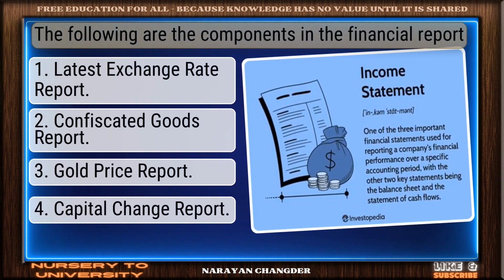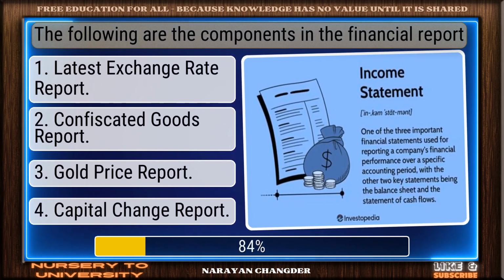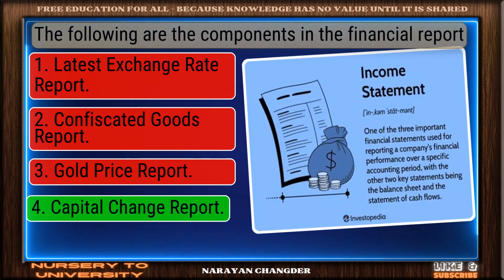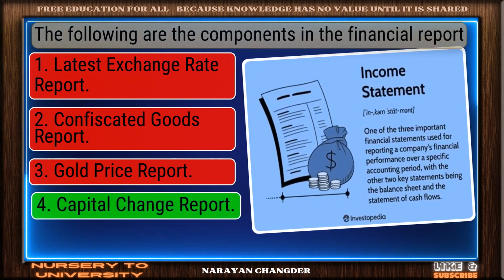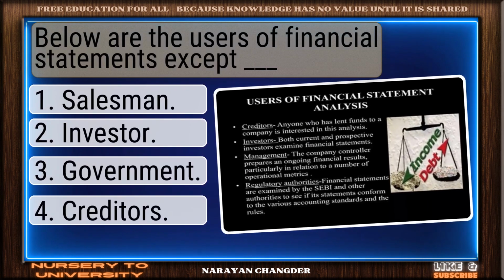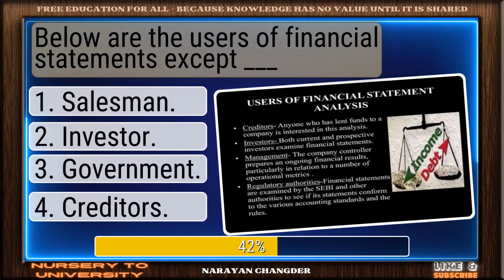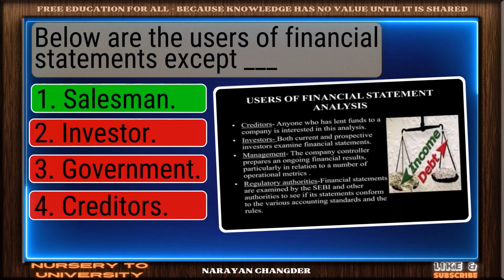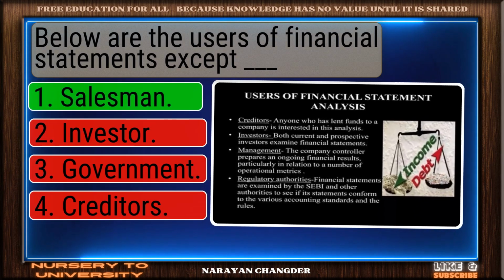The following are the components in the financial report. Right choice. Capital change report is the best answer. Below are the users of financial statements, except dash. Great thinking. Salesman is the right choice.